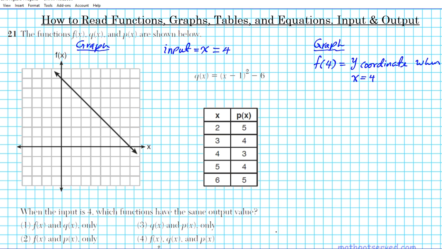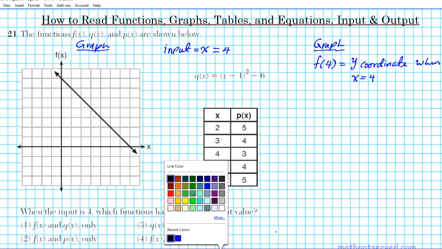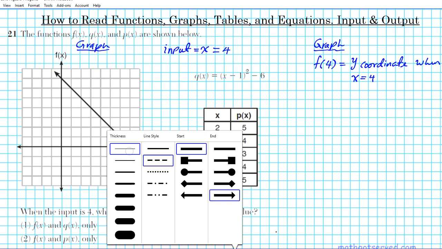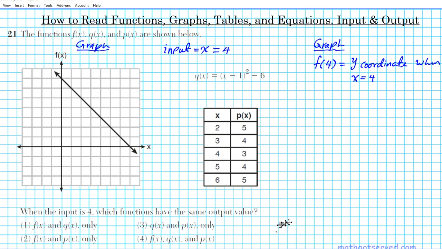In order to accomplish this, all you do is carry out your vertical and horizontal traces. Since we're starting from the input, or the x, we're going to be doing the vertical trace first. So let's go ahead and do that. Our vertical trace will start from the x value of 4: 1, 2, 3, 4. With a vertical trace, you just trace upwards or downwards to the graph of the function.